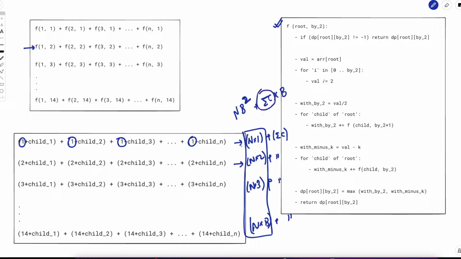What is sum of children here? Sum of children is how many children an overall tree can have. There are n nodes in total, so if you sum up all the edges, you will be getting 2n at max. So this is the overall value of summation of children, or summation of edges, if I put it correctly. So 2n into b, so nb square plus n into b, which equals nb square itself, right? So this is sufficient to pass the given time constraint. It is not actually n square b, but rather nb square. So hope this entire time complexity analysis makes sense.